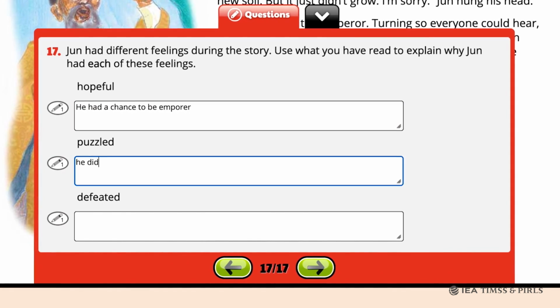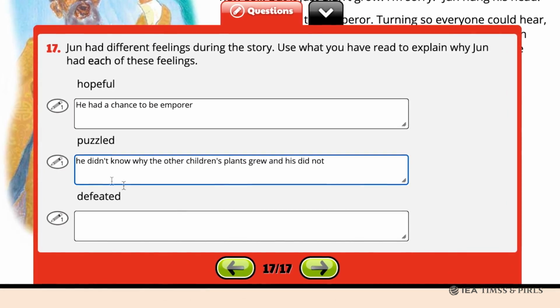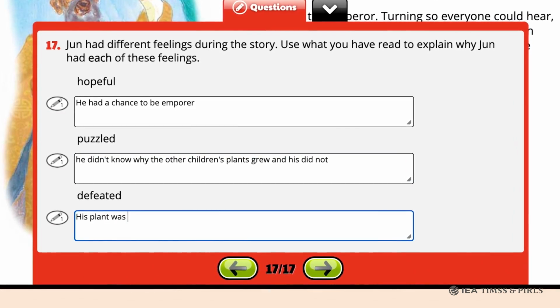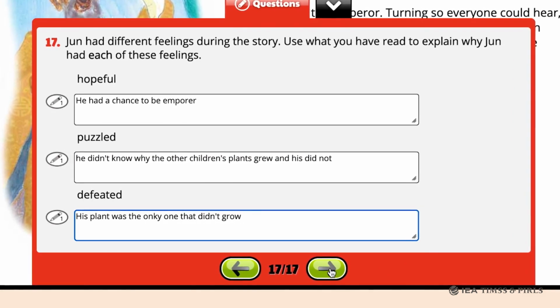To answer the second part, students need to explain that Jun was puzzled because he didn't know why the other children's plants grew, but his did not. To answer the third part, students need to explain that Jun felt defeated because his plant was the only one not to grow.